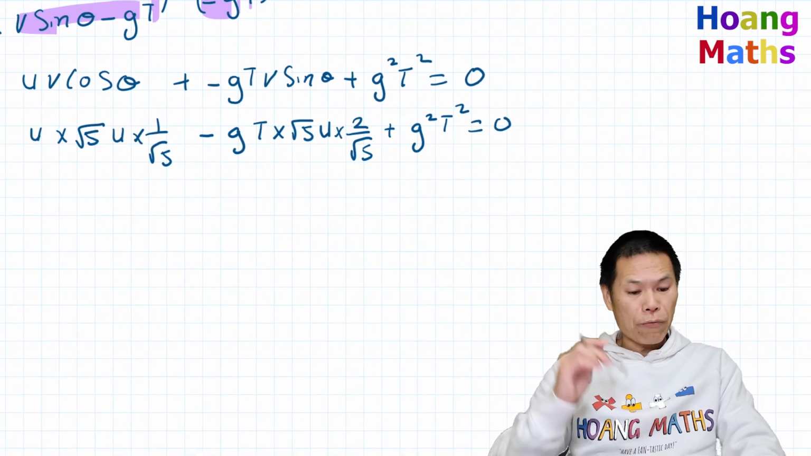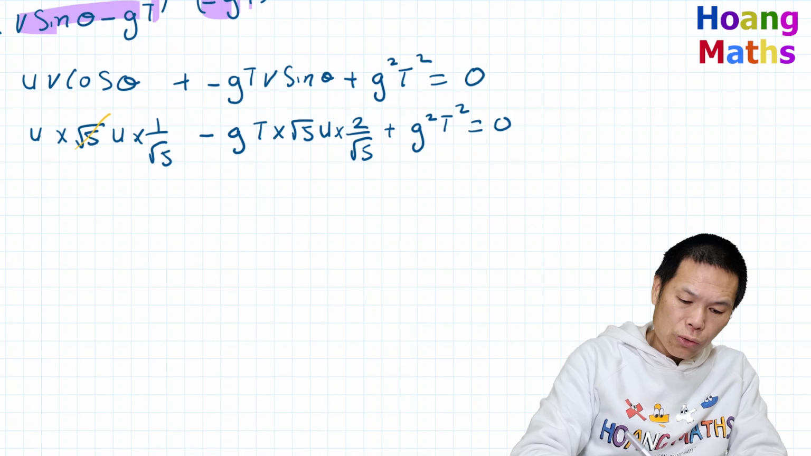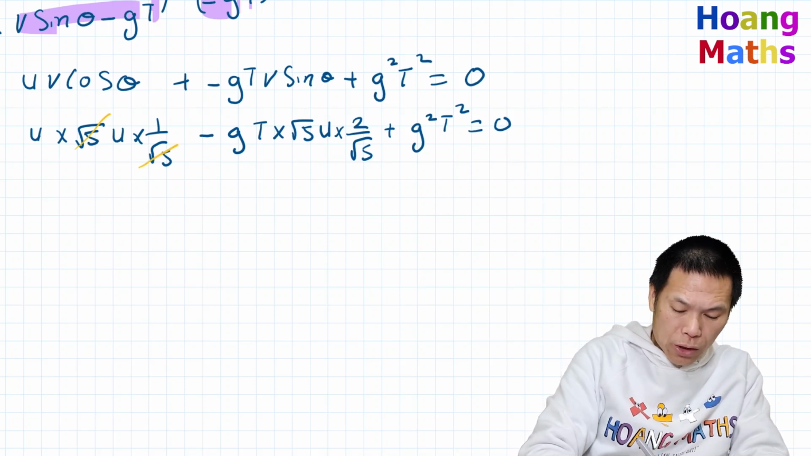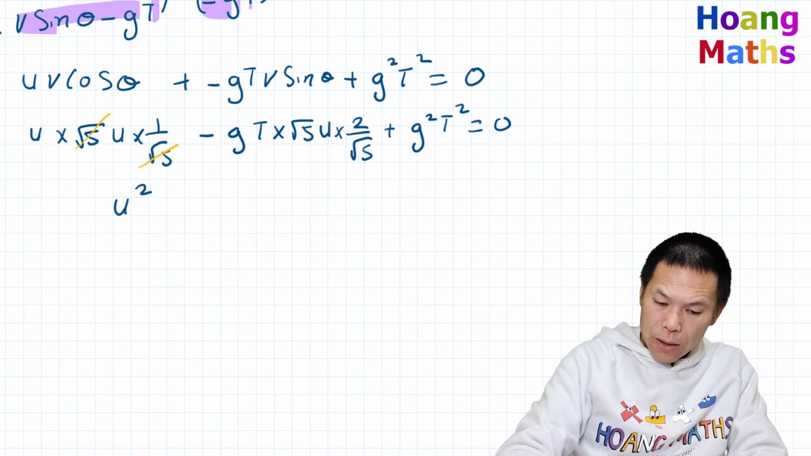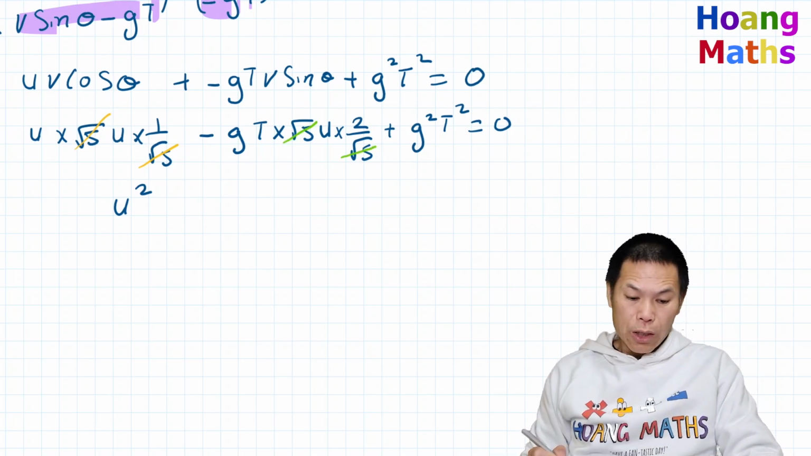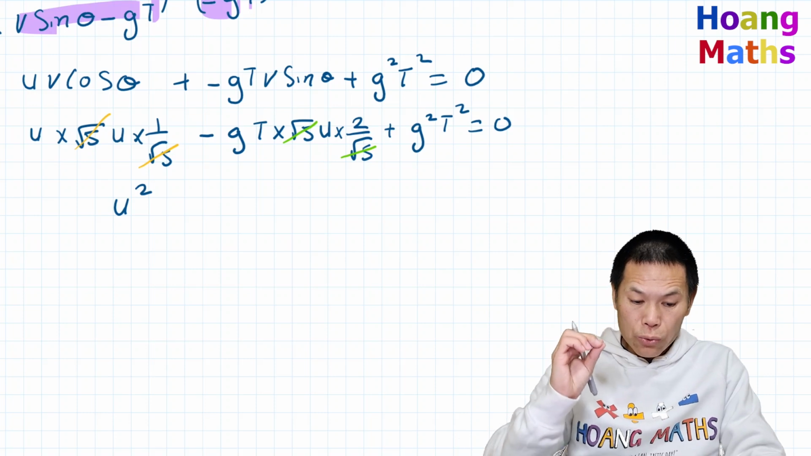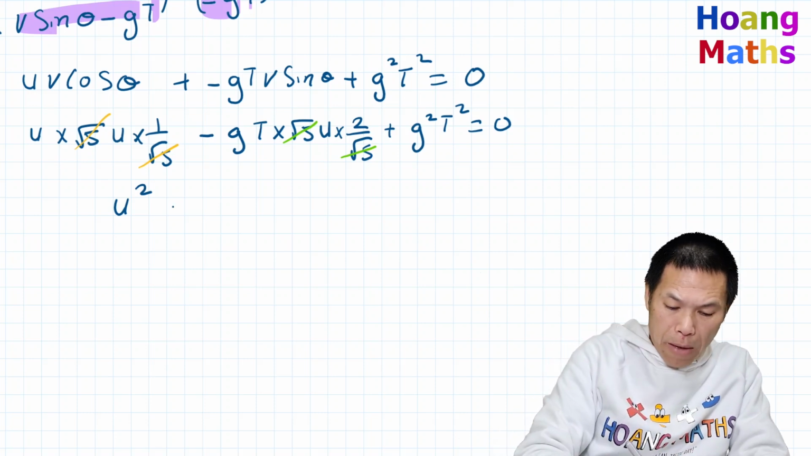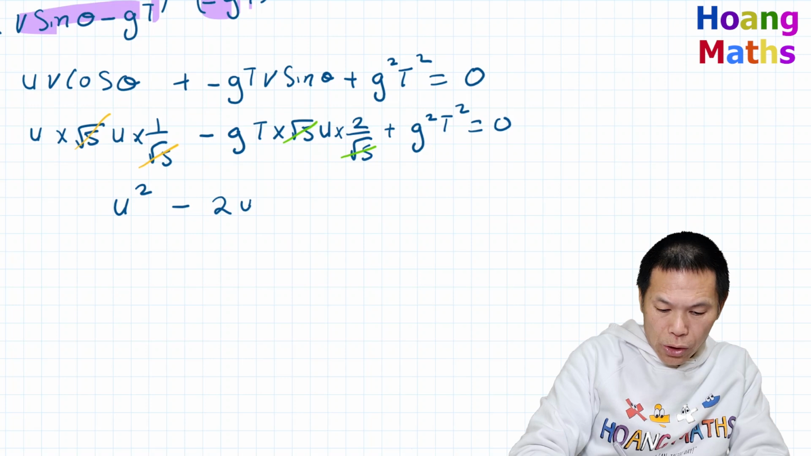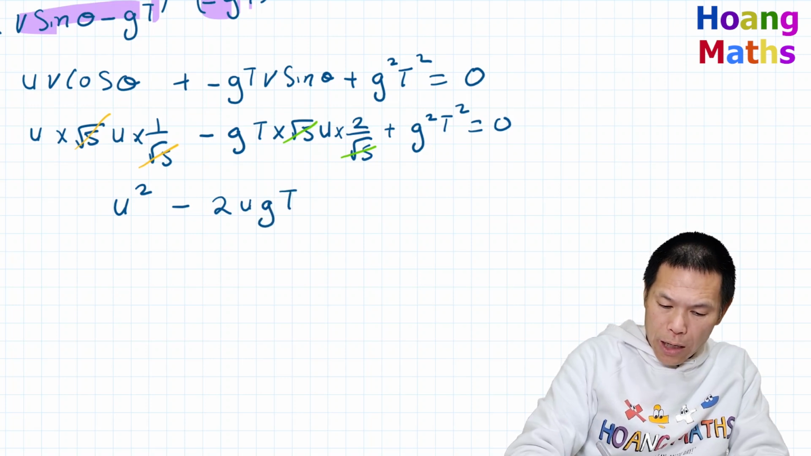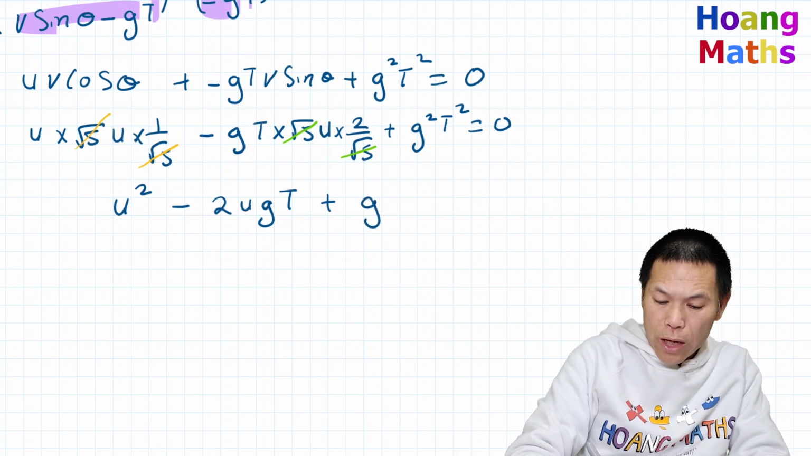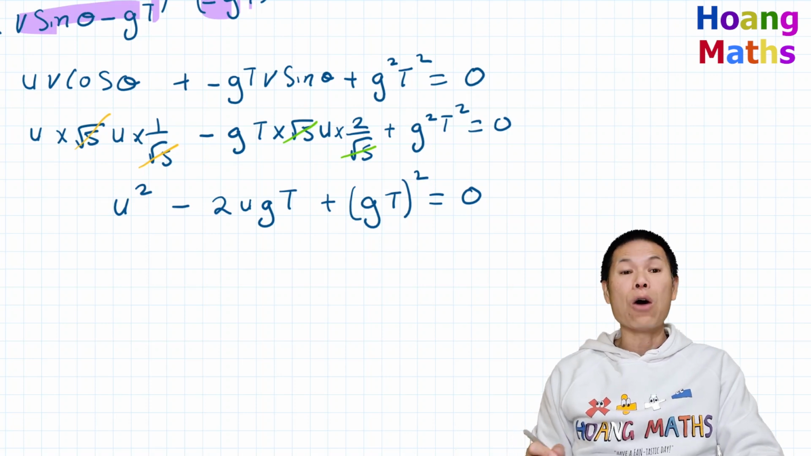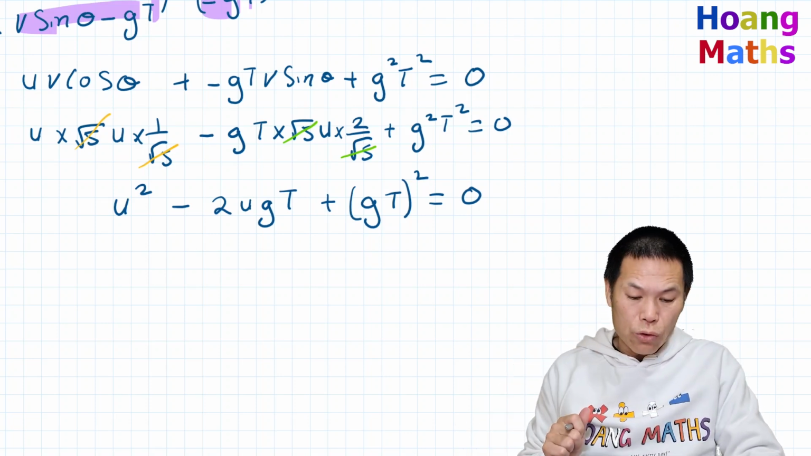So now we just simplify this first. So we know that these two cancel out. So that will give us u squared. And then we have this cancel with this. So that becomes 2ugT, okay, so that becomes minus 2ugT, and then we add g squared times T squared. I can write it like this, equal to 0. There you go. We just need to solve this quadratic equation.